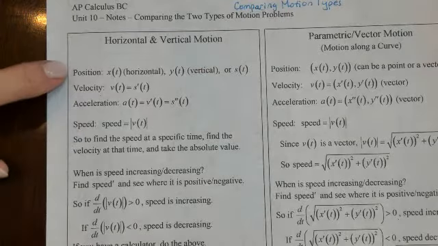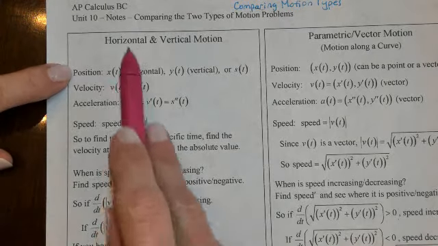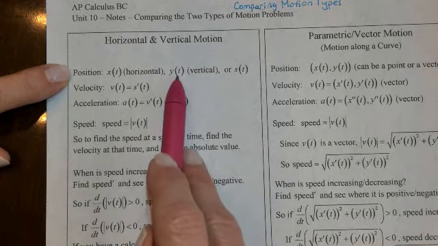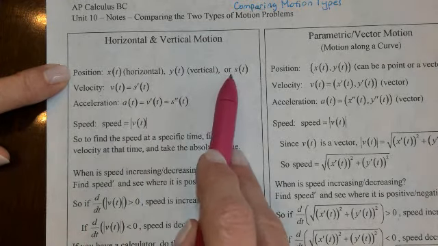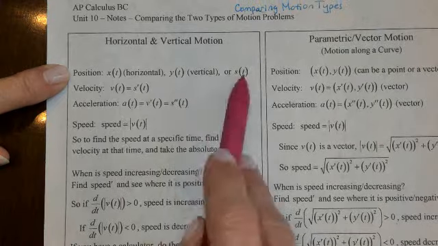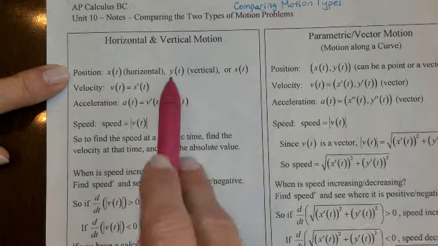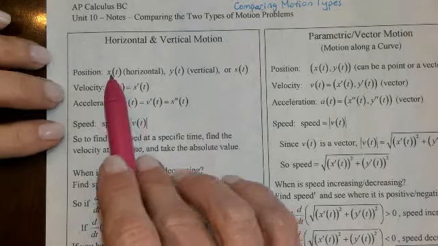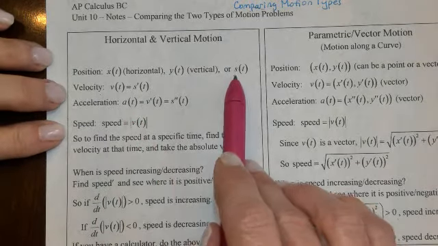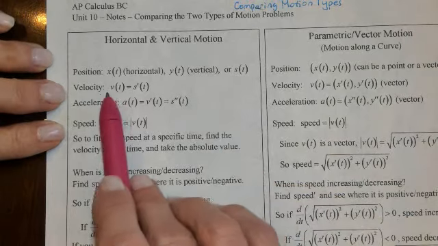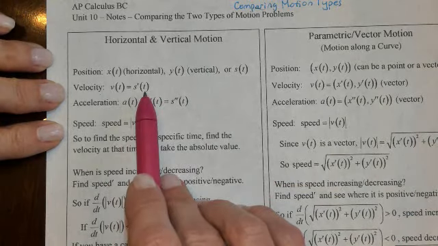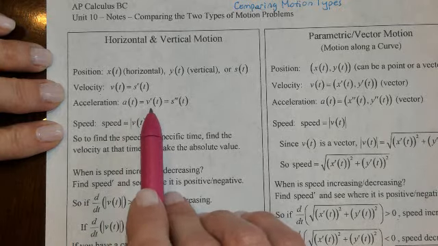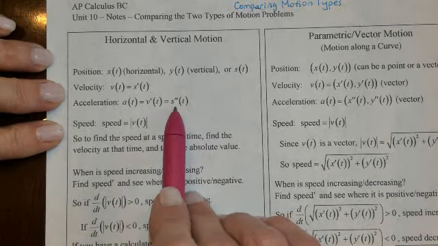Just a review. Position. If we have horizontal motion, we can let position be x of t. If we have vertical motion, we can let position be y of t. And we can always let it be s of t. Those are the common things. Of course, we can let them be other variables as well, but usually t represents time, and x for horizontal, y for vertical, or just in general s. So velocity is the derivative of the position function, and acceleration is the derivative of velocity, which means acceleration is also the second derivative of the position function.